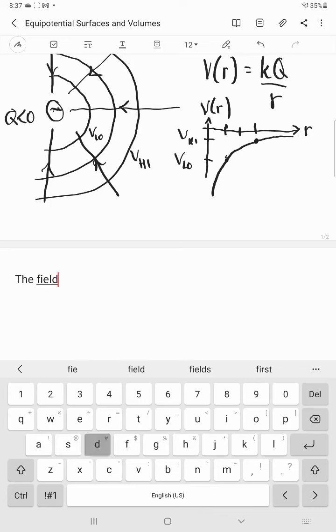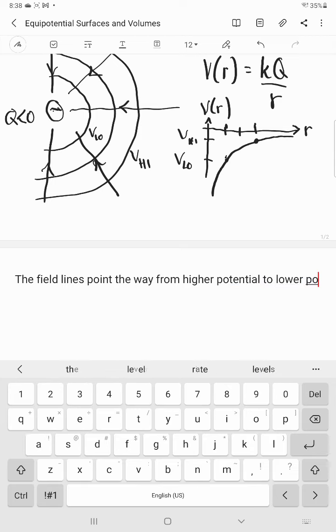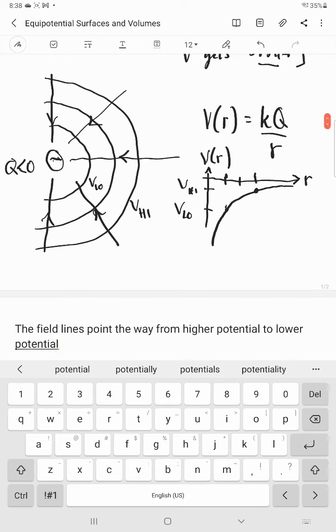that the field lines point the way from higher potential to lower potential, right? So the field lines, this is just a generically true statement.